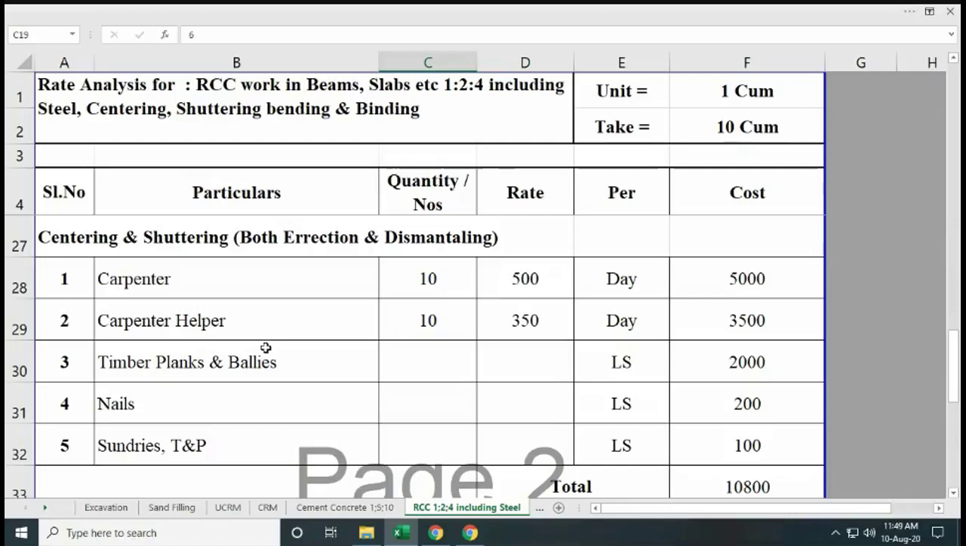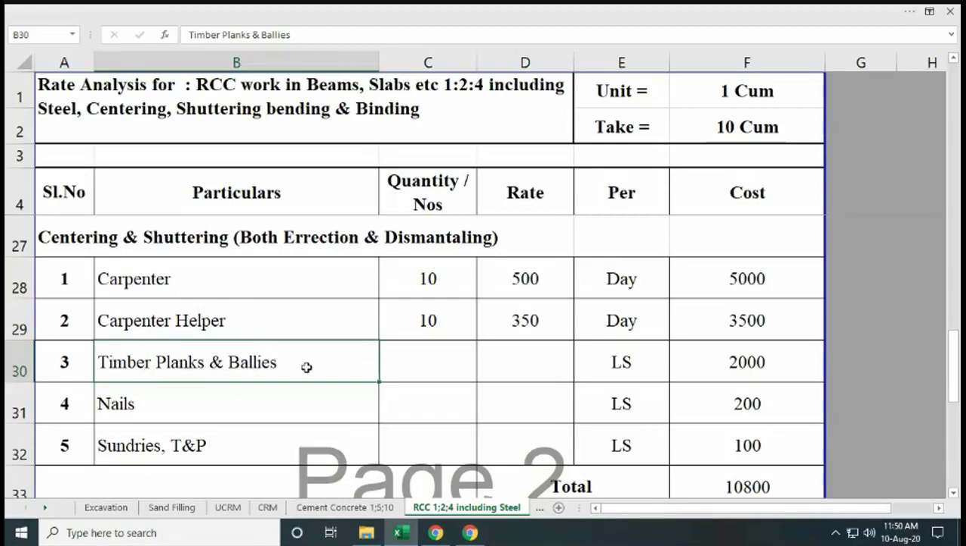That means after the concrete sets, after 15, 21 days or 28 days, we are going to remove that. Right? So this cost is inclusive of all those things. So to do that, we require carpenter, carpenter helper and all. I have taken 10 numbers. All this data is from the BN data textbook itself. Only I have multiplied it so as to get the cost.